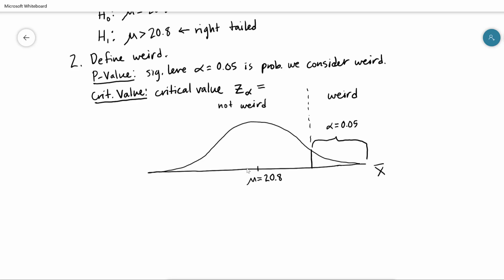And so we have defined this region that we're considering weird. So far we've defined it by its area. For the p-value method, we just defined that area. Let me go back and correct that letter there. And now I need the z-score that defines that region, and that is our z sub alpha. And the z sub alpha is going to be the z-score that cuts off the top 5% of the area.